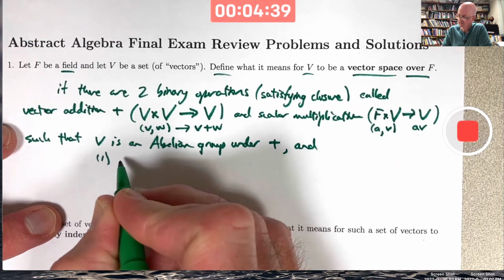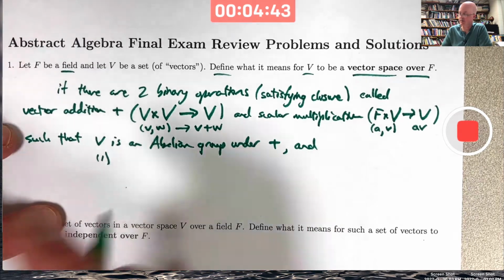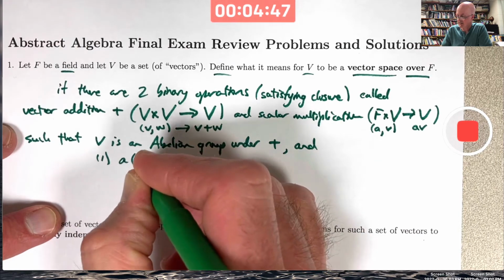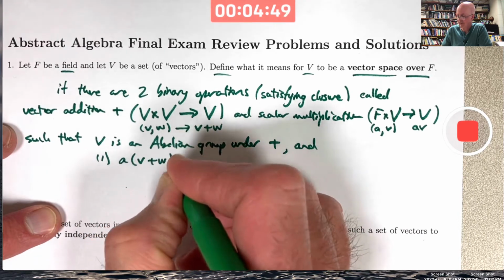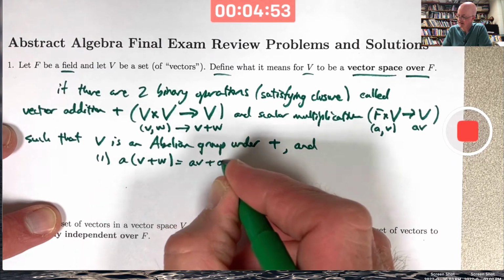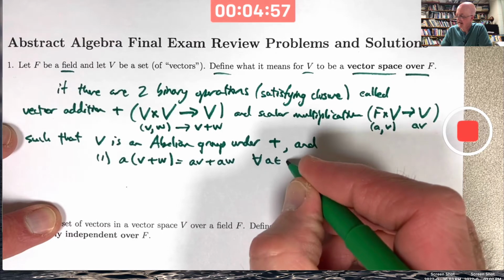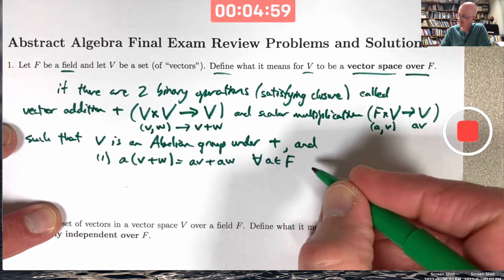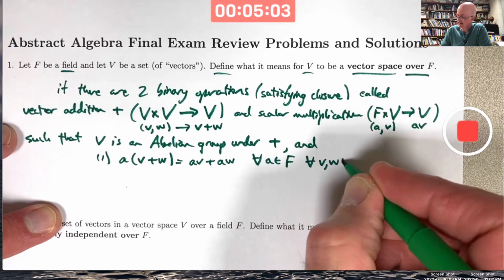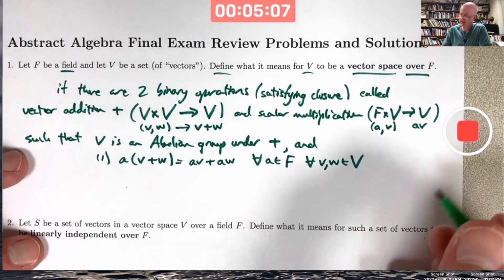Number one, you've got a distributive property. In fact, there's going to be two distributive properties. A scalar a times the sum of two vectors v and w equals a times v plus a times w, for all scalars a in the scalar field F, and for all vectors v and w in the vector space V. That is a distributive property.